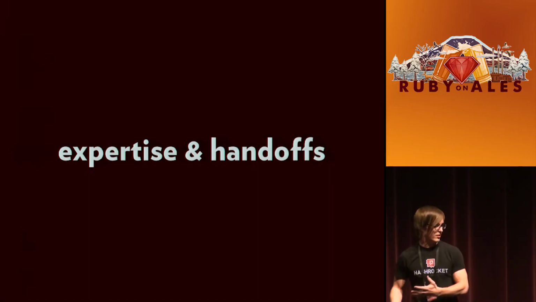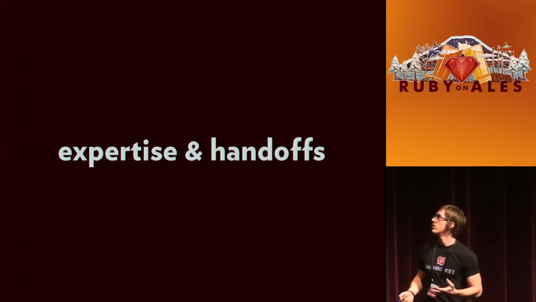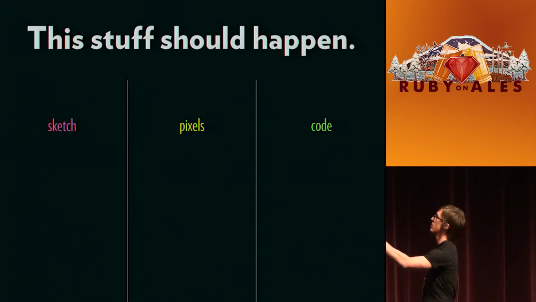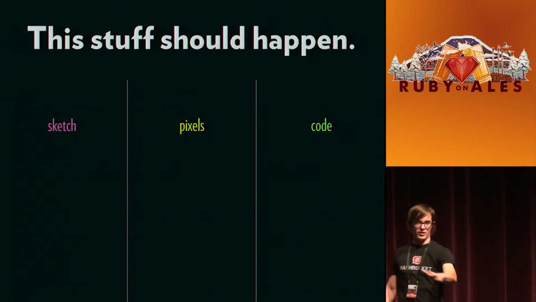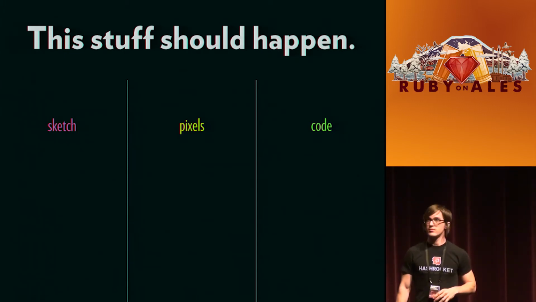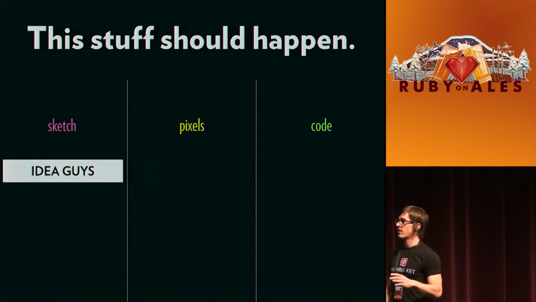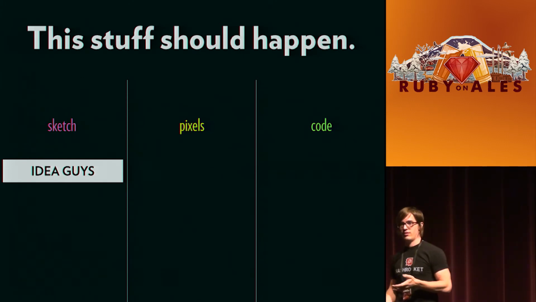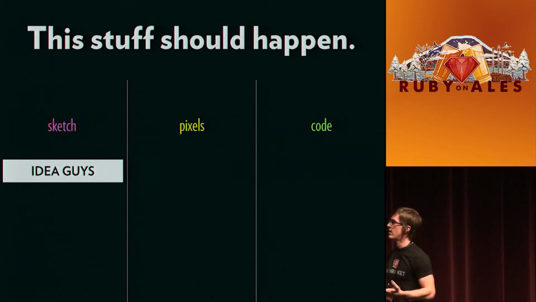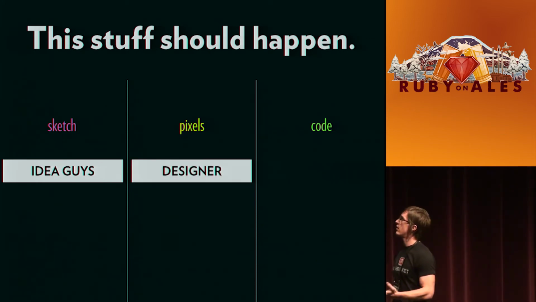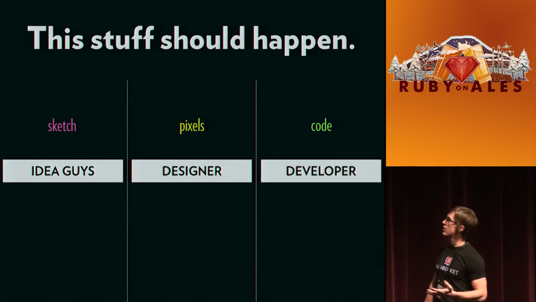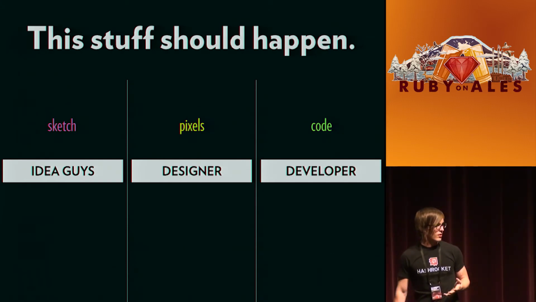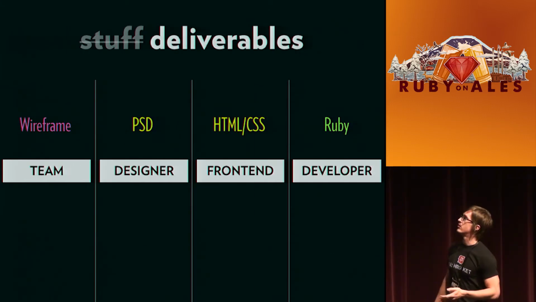So you've got this idea, this concept of stuff, sketch, pixels, code, conceptually. And the sketch is going to be done by idea guys. Whoever the client, the team at the beginning, at the outset, maybe non-technical people. Designers are going to handle pixels. Code's going to be handled by a developer. But let's think about it in terms of deliverables now.